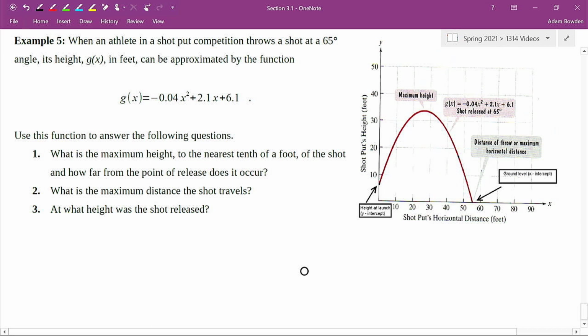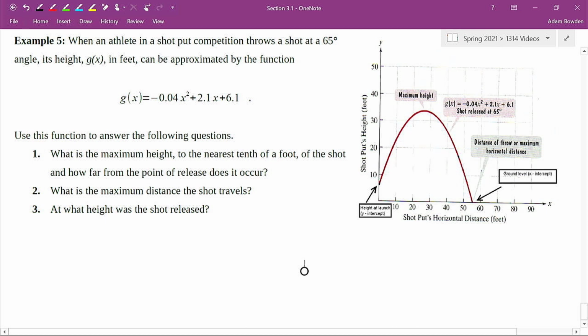This question is more of an application situation. It says, when an athlete in a shot put competition throws a shot at a 65-degree angle, its height, g of x, in feet, can be approximated by the function g of x is equal to negative 0.04x squared plus 2.1x plus 6.1. We're going to use this to answer a few different questions.